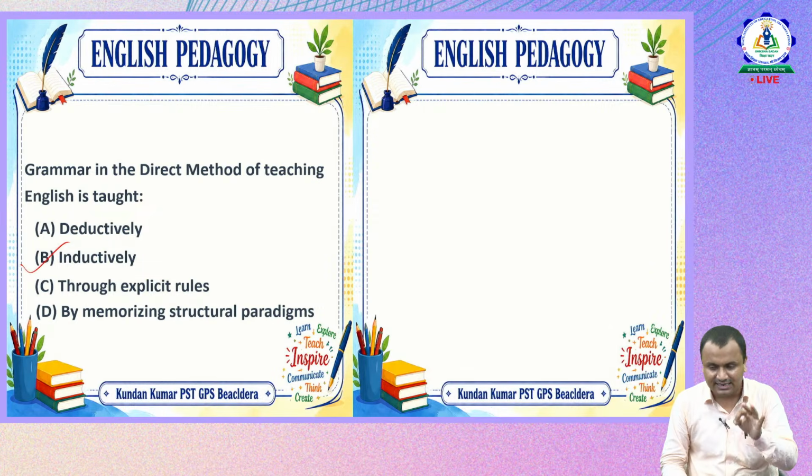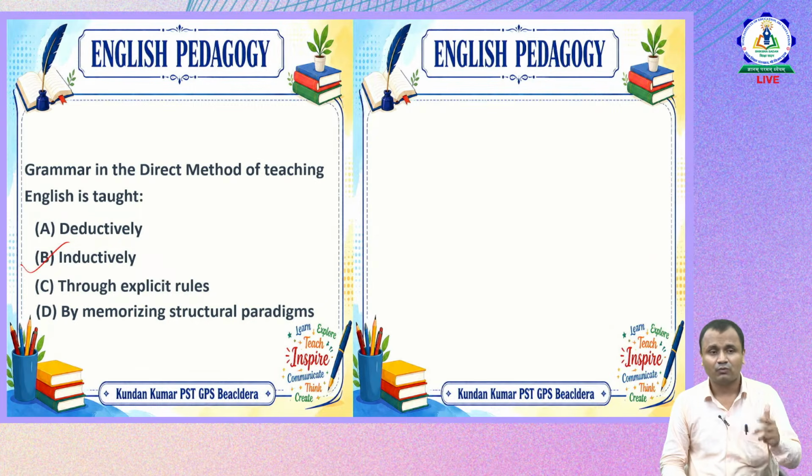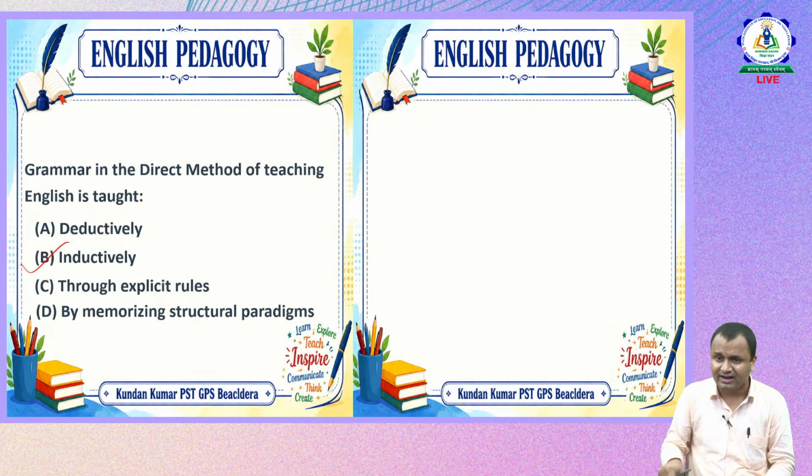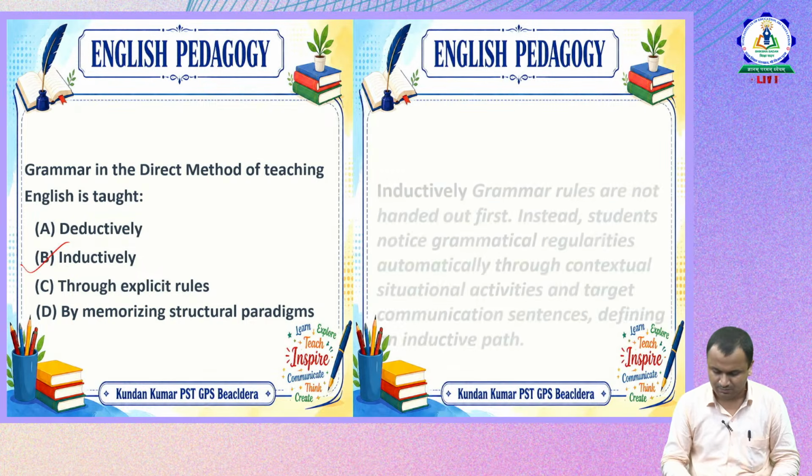So which method is at the psychological core of the direct method? The answer is inductive. What is inductive? We have to make the patterns, we have to give a lot of examples and ask the student to find out the pattern and find out the general universal rule. This is the way we use in direct method, inductive.